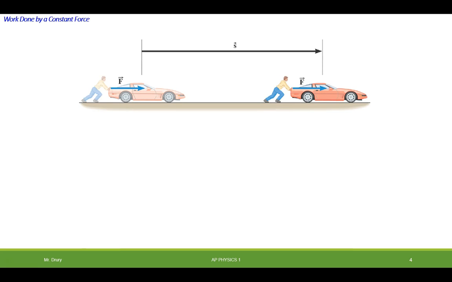Alright, so let's look at this diagram. If you push this object F at distance S, you did work. So work is just simply force times distance. From this, we can get the unit of work. Work is measured in joules. So what is a joule? It's unit force times the distance it moved, S. So a joule is just a fancy way of saying a Newton times a meter.